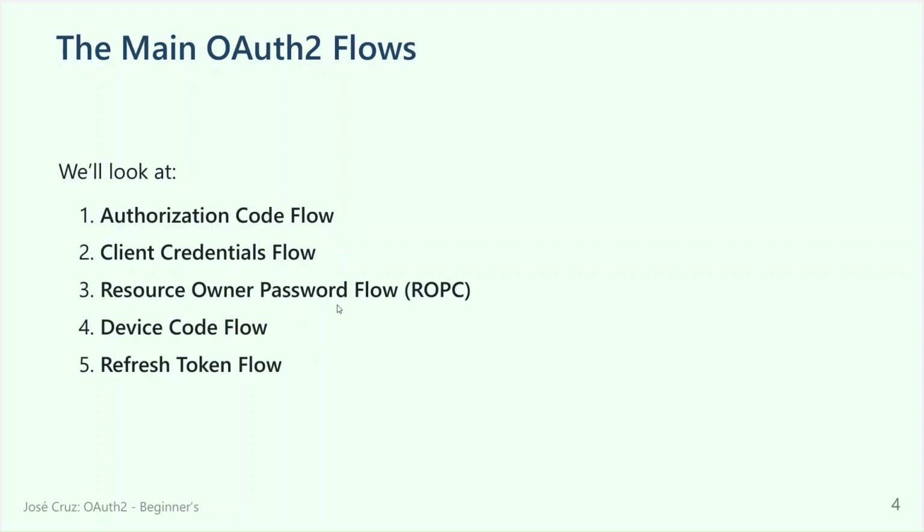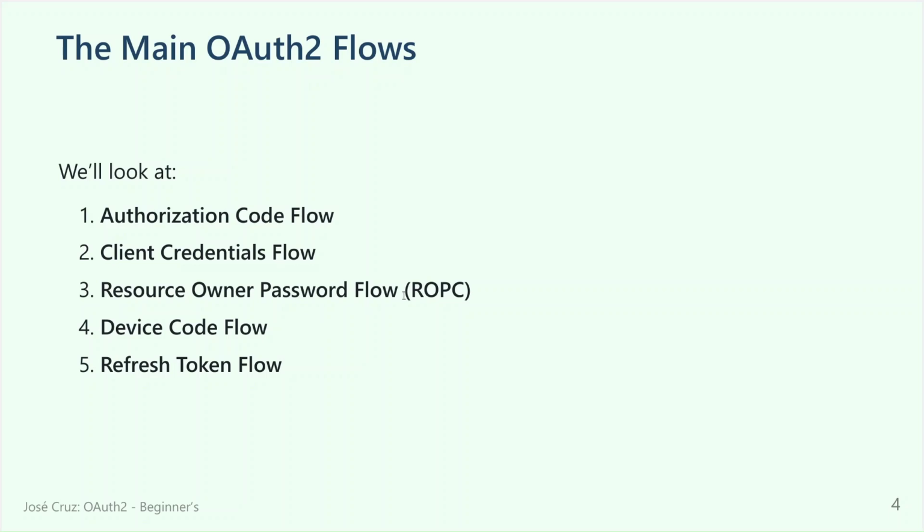So let's see the flows. We have the first one, which is the authorization code flow. It's the most popular one. It's usually related with a person. I will explain in a moment more details about this flow. The other one is the client credentials flow. Usually there is no human, it's more machine to machine. You can keep a secret.